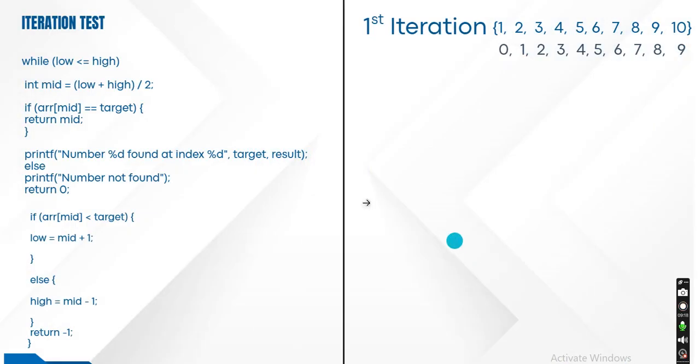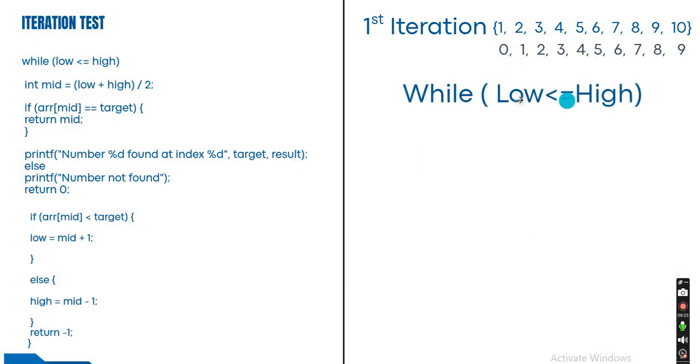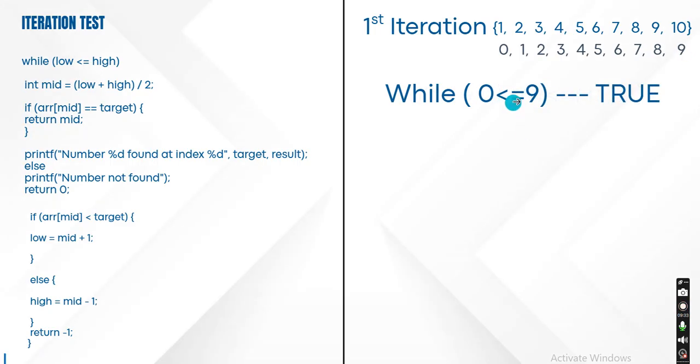For the iteration test, we have the first iteration. We say while low is less than or equal to high. In this case, what is low? Low is 0 and high is what? High is 9. So while 0 is less than 9, this condition is true.